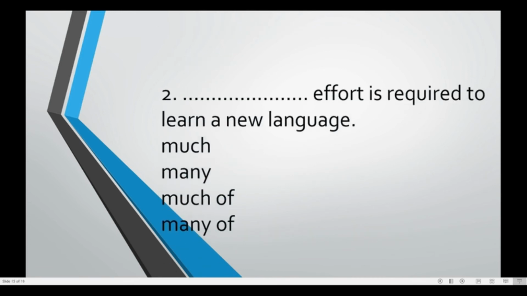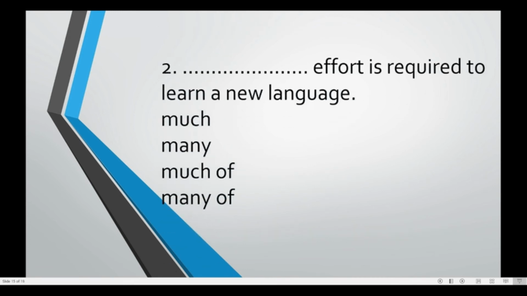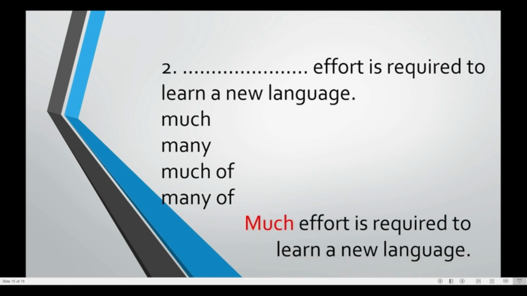Now the next question. Dash effort is required to learn a new language. Effort is an uncountable noun. That means you cannot use many or many of with it. And effort is used alone. There are no determiners. Therefore, we have to use much here. Much effort is required to learn a new language.